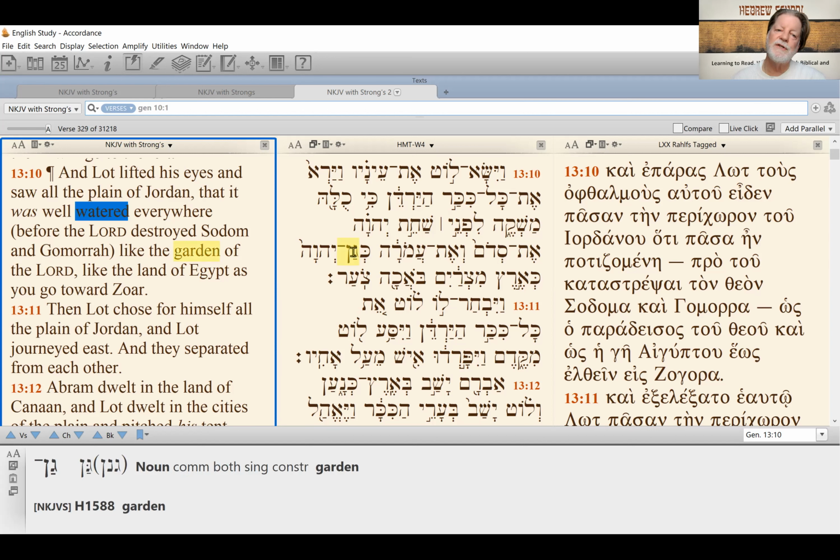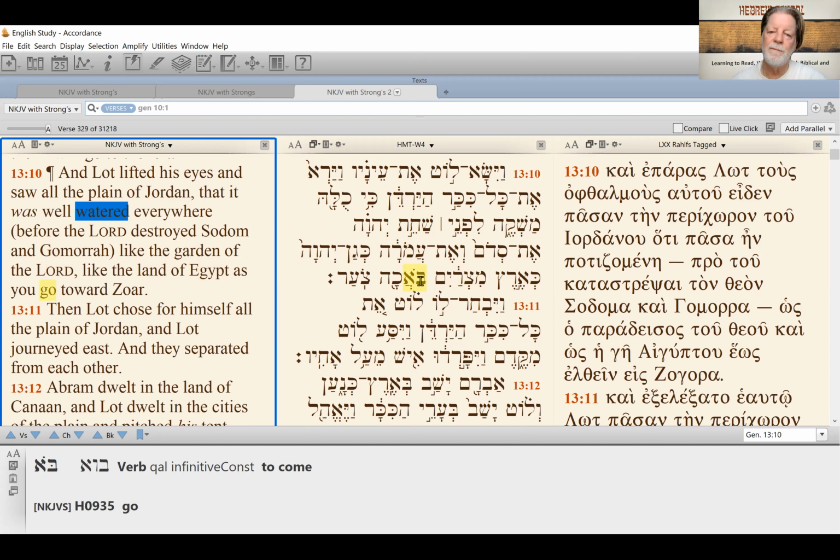Gan. Gan is the Hebrew word for garden, like Gan Eden is the Garden of Eden. So this is just called the Garden of Yahweh or the Garden of Adonai. Ka'eretz Mitzrayim. It's like the land of Mitzrayim, like the land of Egypt.